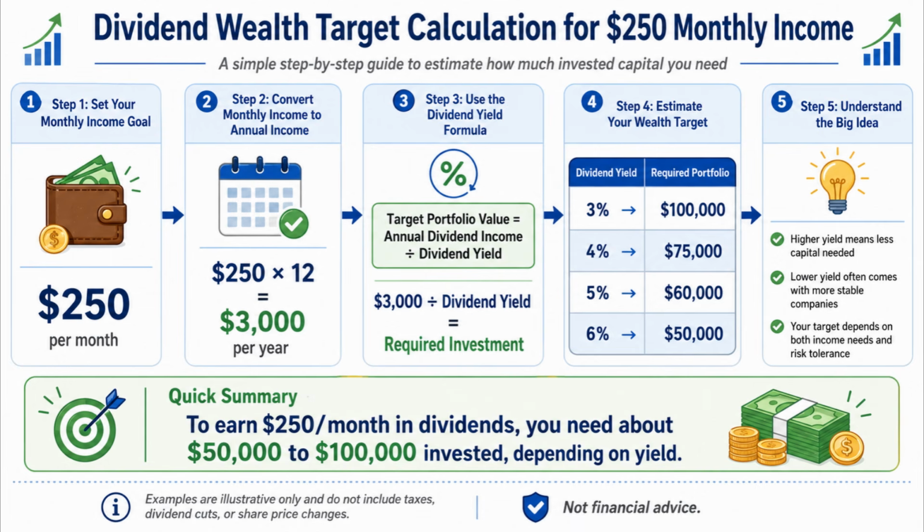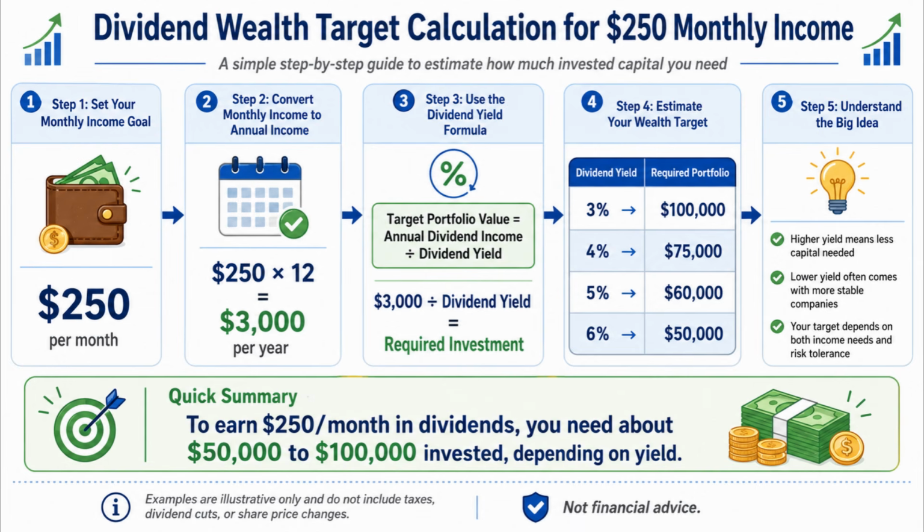Next, convert the monthly income goal into annual income. Since there are 12 months in a year, we multiply $250 by 12. So, $250 multiplied by 12 equals $3,000 per year. This means your investment portfolio needs to generate $3,000 in dividends every year to reach the $250 monthly income goal.